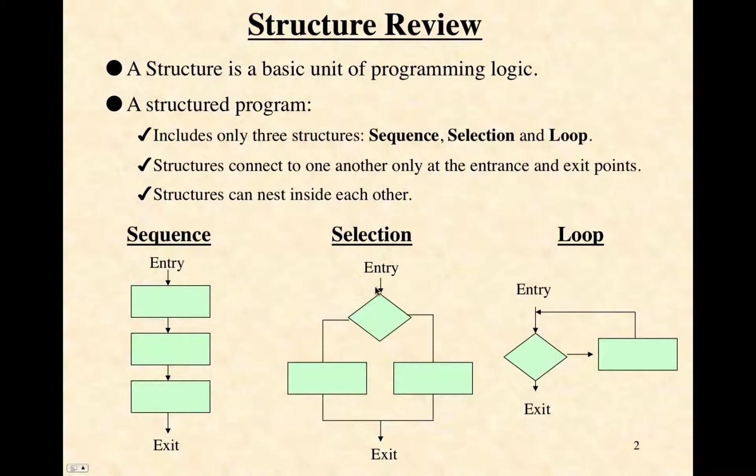Then we have the selection structure, which is if and else. We enter the structure, we test some condition. If it is true, we'll do one task. If it is false, we'll do the other task, and we can exit. The overtime salary calculation program was of this nature.